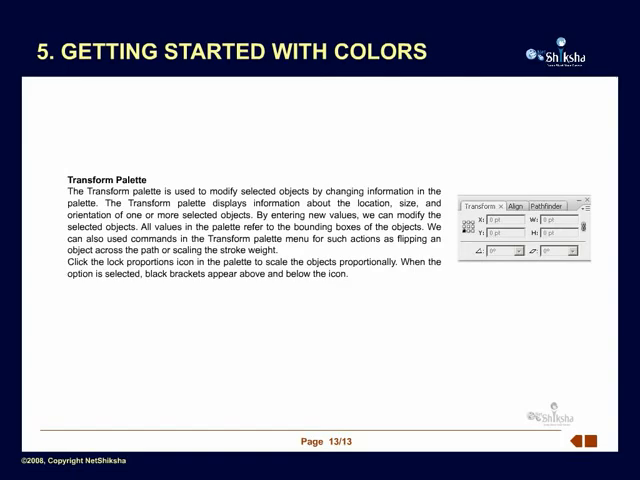We can also use commands in the Transform palette menu for such actions as flipping an object across the path or scaling the stroke weight. Click the Constrain Proportions icon in the palette to scale the objects proportionally. When the option is selected, black brackets appear above and below the icon.